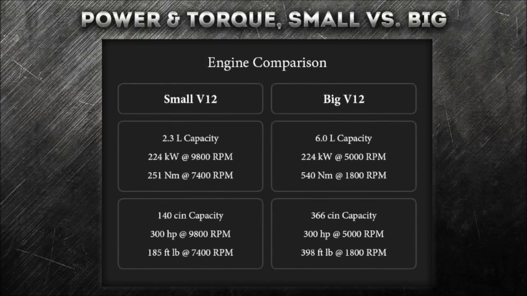540 Nm versus 251 Nm. Before seeing this video, many would have thought that isn't even a match. And no, even with the final gear ratio taken into account, the big V12 effectively still has more torque than the smaller engine, 270 Nm versus 251 Nm.